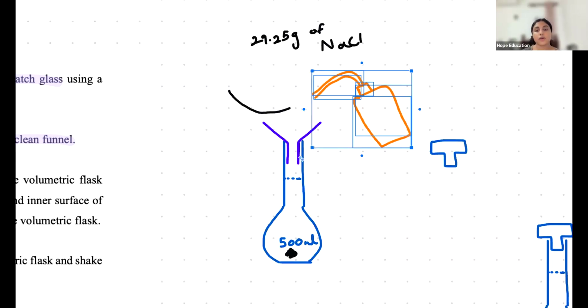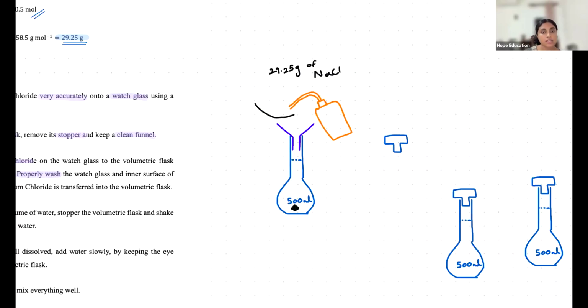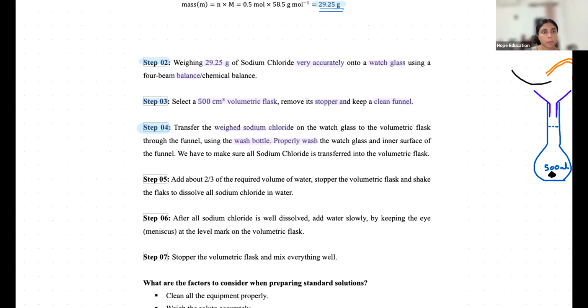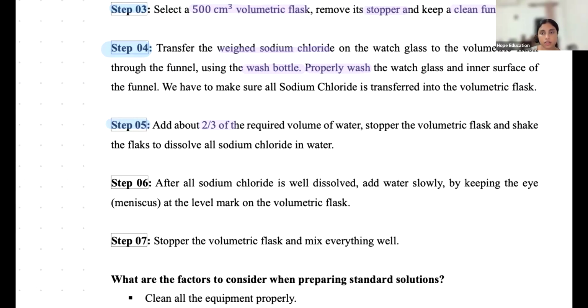So that is what I do here. Then let's see what happens next. Step number 4. Add about 2/3 of the required volume of water.